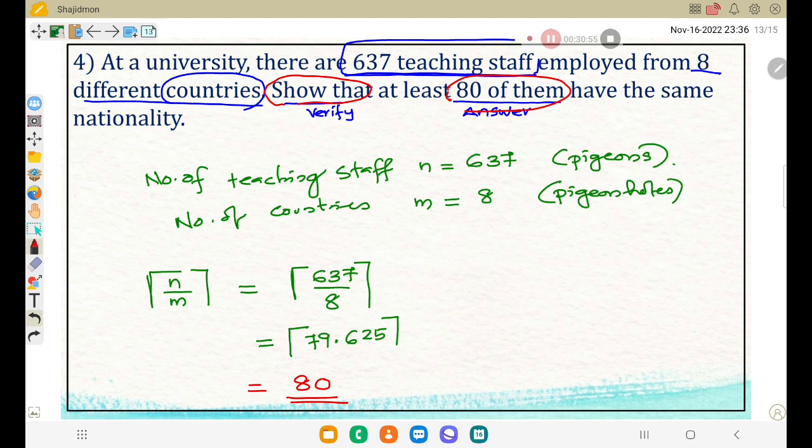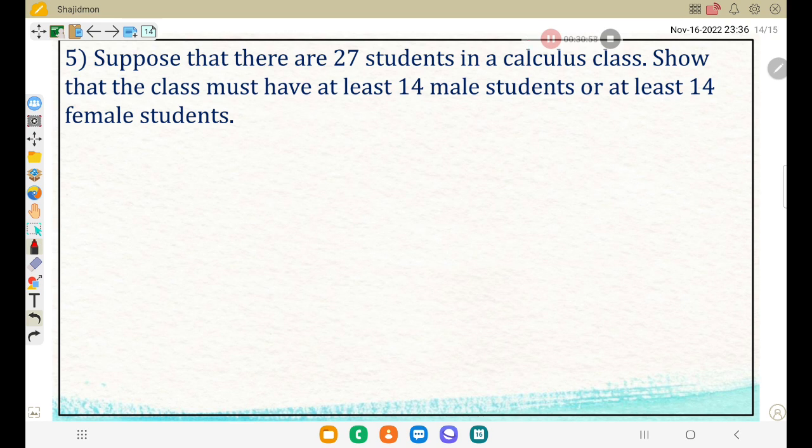One more question we can do, question number 5 here. Suppose there are 27 students in a calculus class. Show that the class must have at least 14 male students or at least 14 female students, correct?